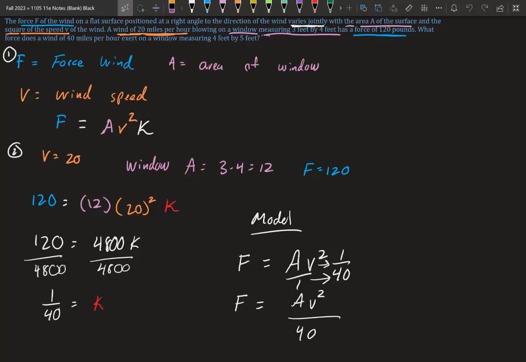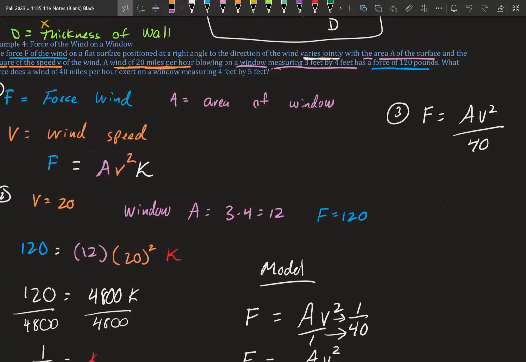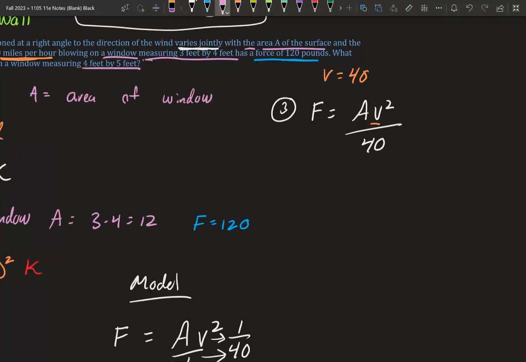What force does a wind of 40 miles per hour exert on a window measuring 4 feet by 5 feet? So we're going to use our model, and let's go ahead and figure out what we have. We have wind of 40 miles per hour, so we have our V of 40. And then it says the window measures 4 feet by 5. So we need to find the area of that window. So 4 times 5, we get 20.